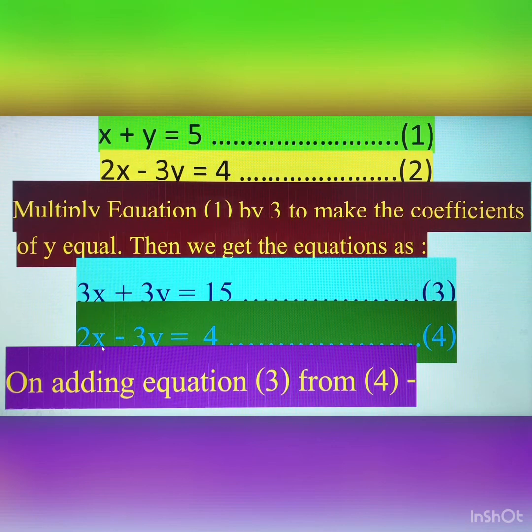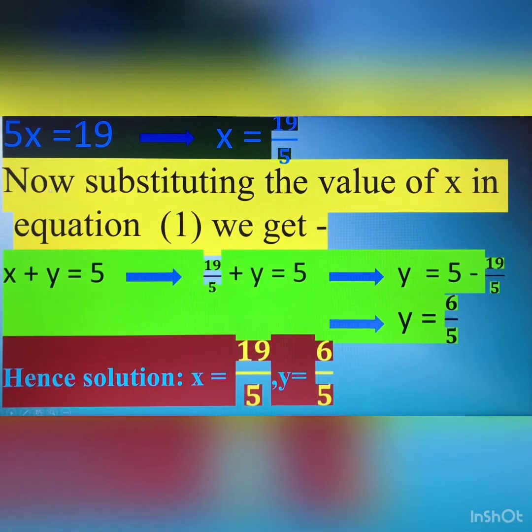And 3x plus 2y will be added. So 3x plus 2y means 5x, and 15 plus 4 means 19. So we will get 5x equal to 19. That means transpose 5 to the right-hand side: x equal to 19/5. Now you substitute this value of x equal to 19/5 in any one equation.